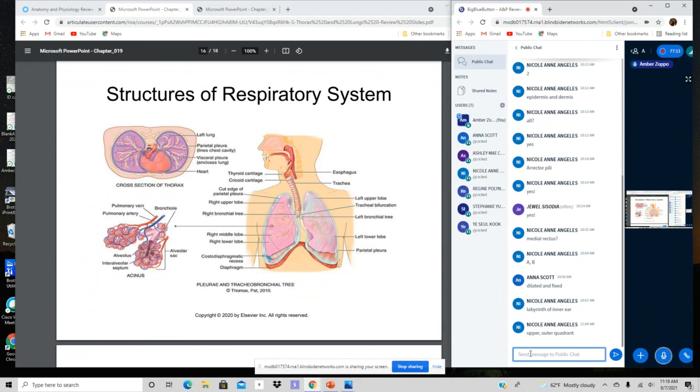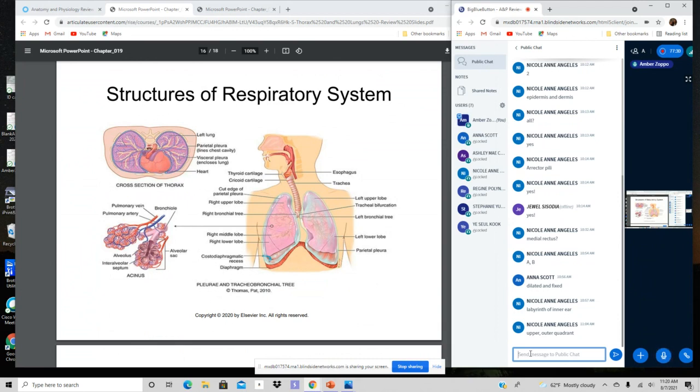Hypercapnic means they have too much CO2, right? So again, if the alveoli are impaired, the gas exchange will be affected, and they will have not enough O2, or they might have too much CO2. And too much CO2 is called hypercapnic. Not enough O2 is called hypoxemic.